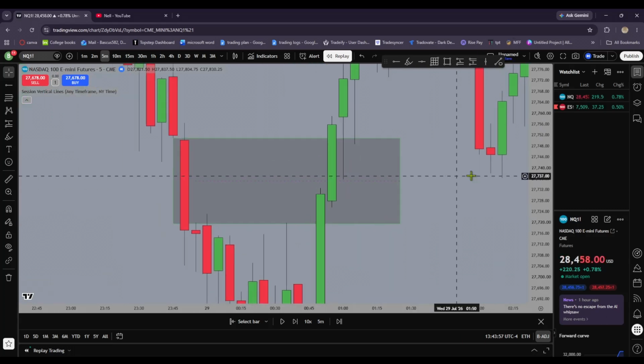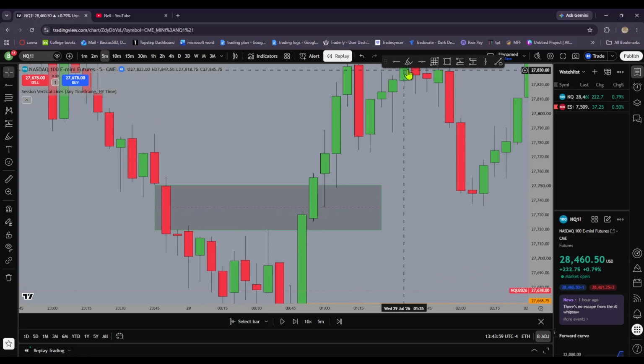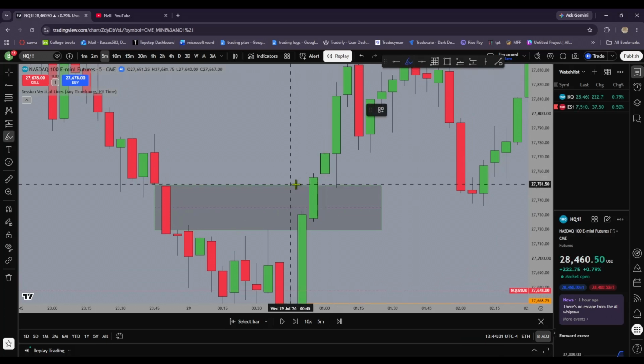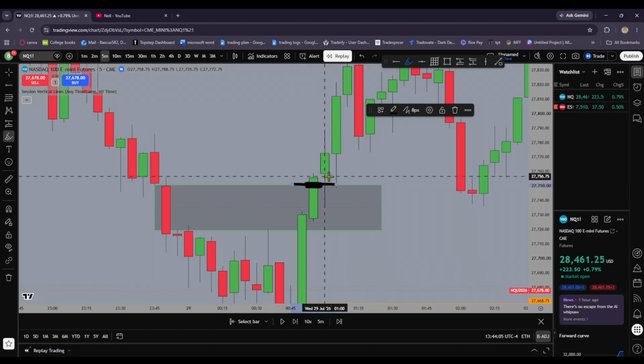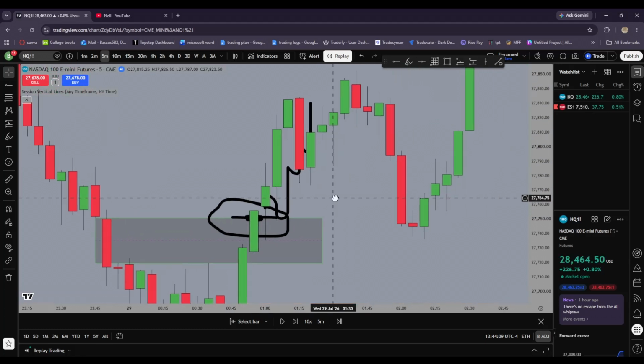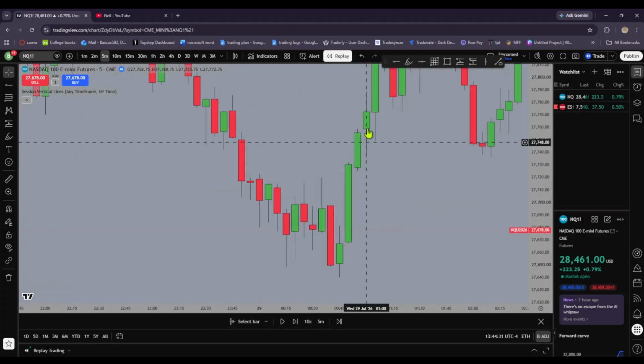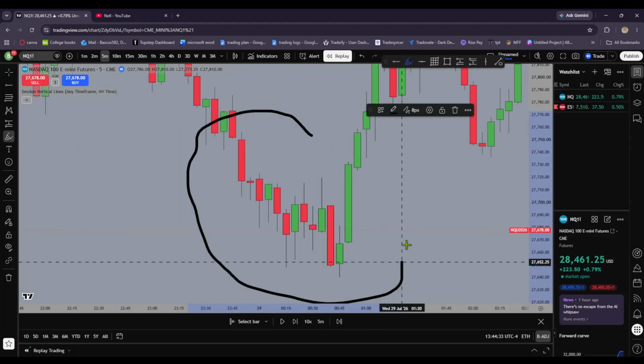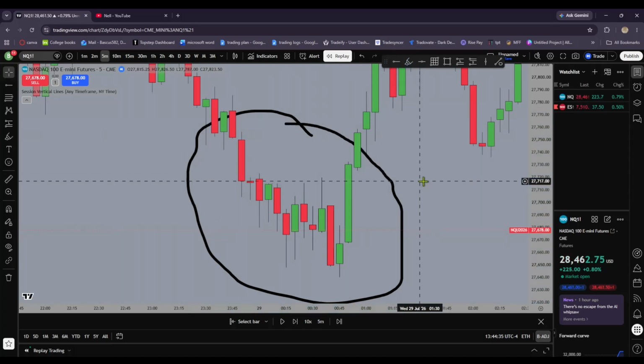So always remember, it does not count as an inverse fair value gap unless we close outside of the gap. The moment you close outside of the gap, that is your sign that you want to continue up into the opposite direction. And my apologies, this was a bearish fair value gap turned into a bullish inverse fair value gap.